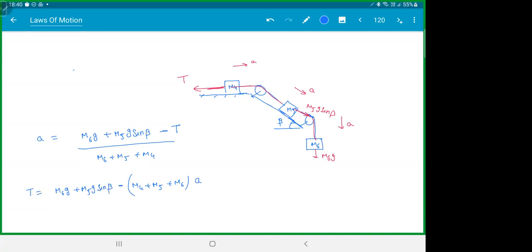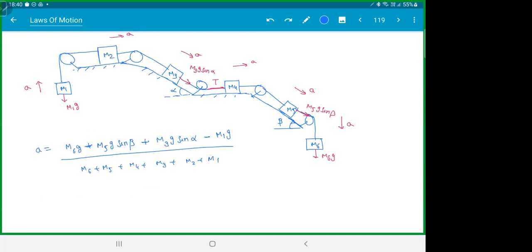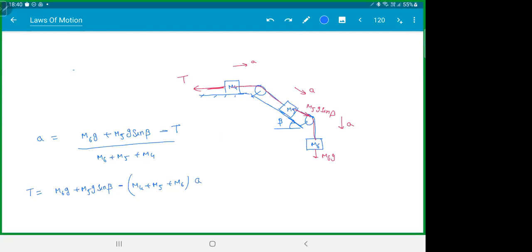Easy? Is this logic making sense, everyone? Because if I cut it here, if you ask M4 who is pulling you, it will say the string is pulling this way, opposite to the motion. Now, that T is created by 10 blocks on the left-hand side or whatever happens. I don't care. Clear with this? Any doubts on this?